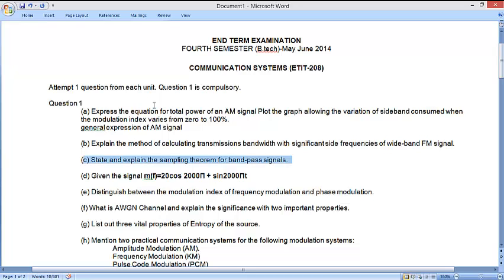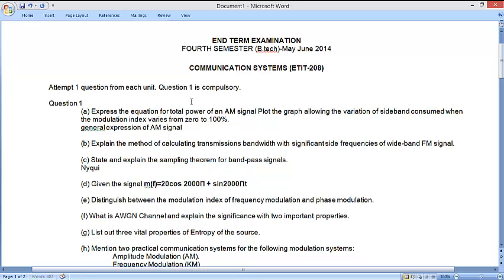Okay. Our next question is that you have to state and explain the sampling theorem for low pass signal. So in this question you have to explain the Nyquist-Shannon sampling theorem. You have to give the brief definition of the theorem, and then you have to represent it mathematically as well.